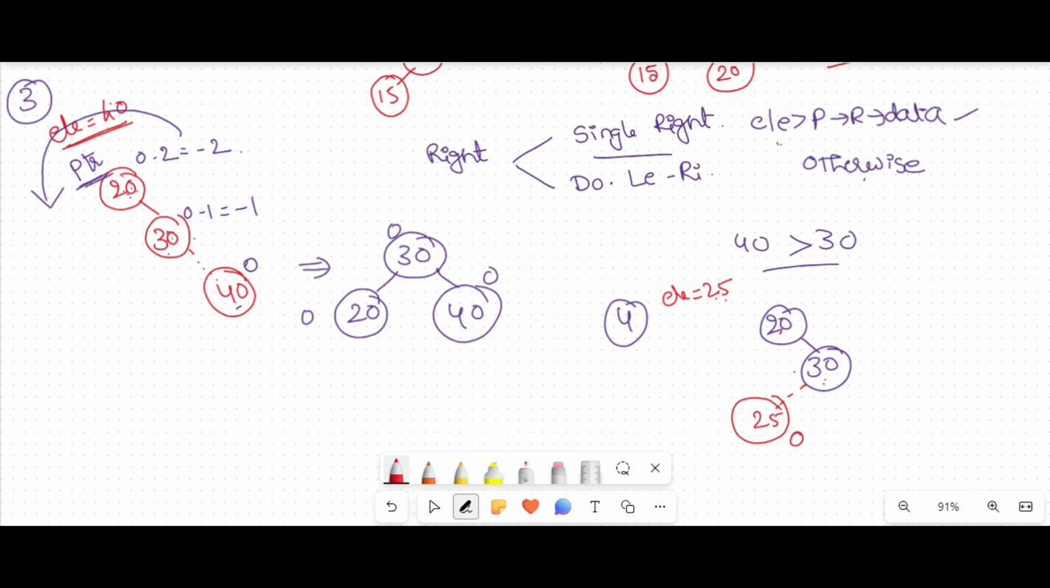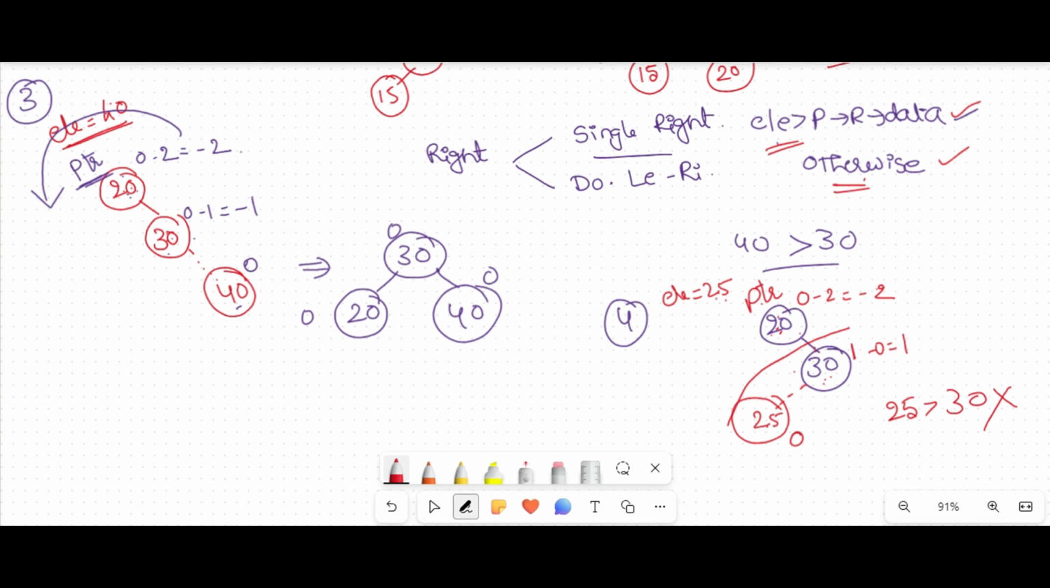Now find out balance factors. Here it is 0. Here it is 1 minus 0, which is equal to 1. And here 0 minus 2, equal to minus 2. So this is PTR, the property has failed here. For PTR you have inserted on the right side. Be careful, I am not checking for 30. So on the right side, these two rotations you have to apply. Check this condition. Element is 25. Is 25 greater than PTR's right of data, 30? Not satisfied.